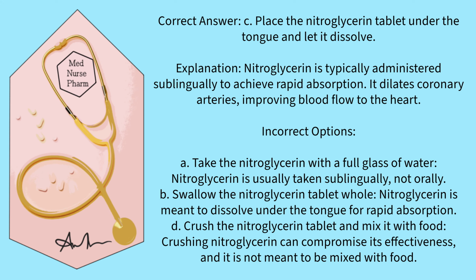The correct answer is C. Place the nitroglycerin tablet under the tongue and let it dissolve. Nitroglycerin is typically administered sublingually to achieve rapid absorption. It dilates coronary arteries, improving blood flow to the heart. Pause the video and go through why the other options were incorrect.